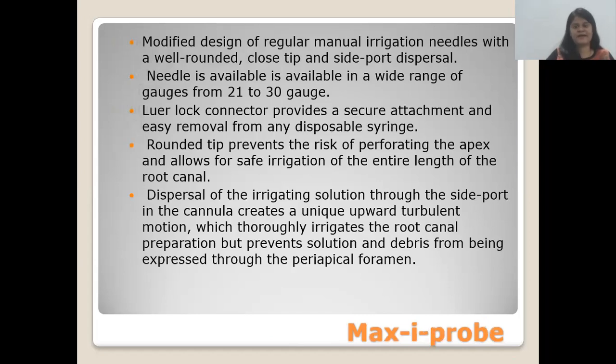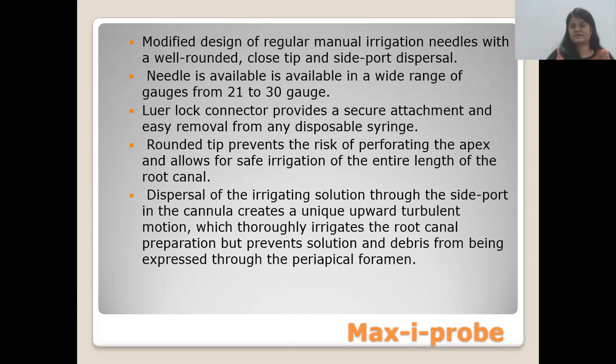The next is the Maxi Probe, which is a modified design of a regular manual irrigation needle with a well-rounded closed tip and side port dispersal. The needle is available in a wide range of gauges, from 21 to 30 gauge. The Durelock connector provides a secure attachment and easy removal from any disposable syringe.